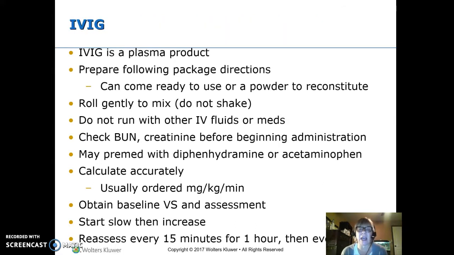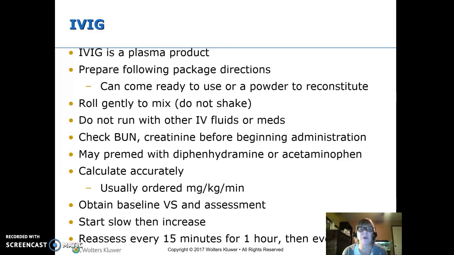So what is IVIG? This is the immunoglobulins out of the plasma. It's pulled from multiple donors as they separate out the blood components. They take this and it can come powdered or ready to use reconstituted. So you need to read the package directions and follow that. You do want to roll, not shake it, right? We don't want to break these up. These are immune globulins. Shouldn't be run with anything else.